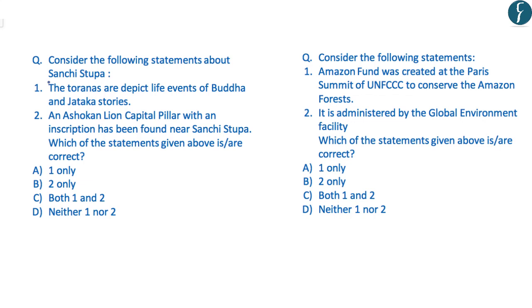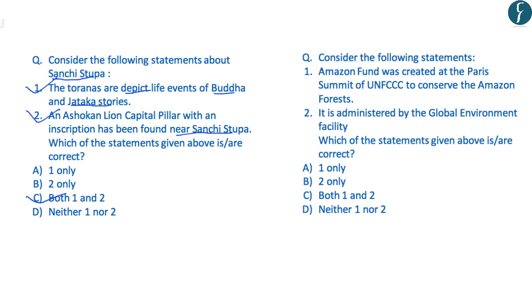Now this question reads, consider the following statements about Sanchi Stupa. The first is that the Toranas depict life events of Lord Buddha and various Jataka stories. Now this statement is correct. As we have learned, the Sanchi Stupa has 4 Toranas and on all these Toranas, various life events of Lord Buddha have been depicted and also they depict the Jataka stories. The second statement reads, an Ashokan lion capital pillar with an inscription has been found near the Sanchi Stupa. This statement is also correct as we have learned in the NCERT. Hence the correct answer here is C, that is both the statements 1 and 2 are correct.